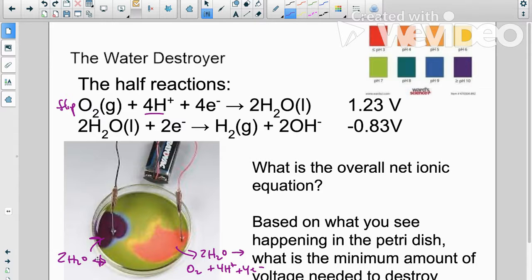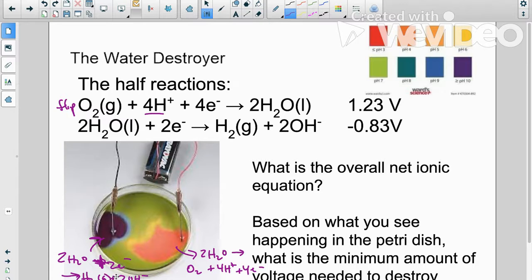Okay, we need some electrons here. And it is turning into hydrogen gas plus hydroxide ions. So on one side, water is getting reduced. Over here, water is getting oxidized.